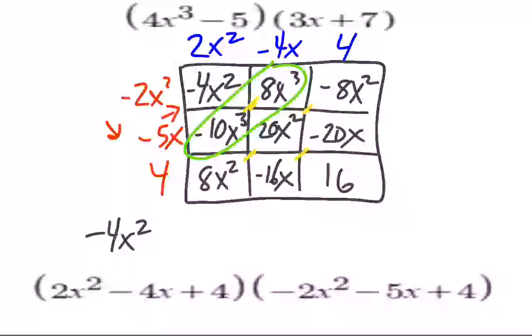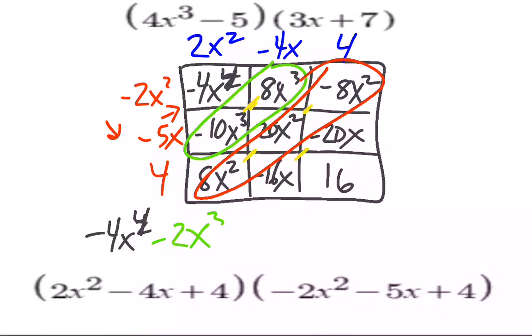Then I simplify. Negative 10x cubed plus 8x cubed is negative 2x cubed. And I just realized this was the wrong exponent. Sorry. X squared times x squared is x to the fourth. Then I combine my next set of like terms, which would simplify to 20x squared.